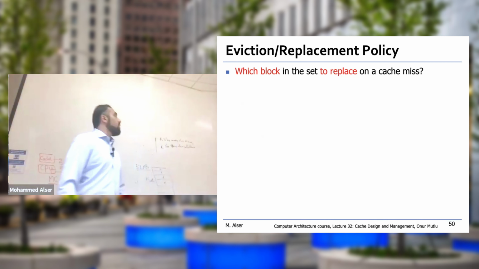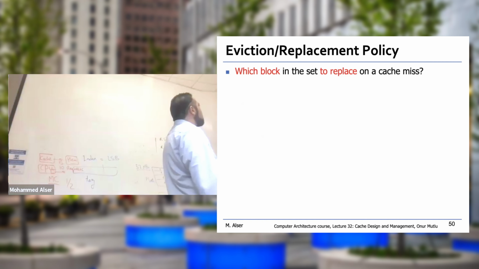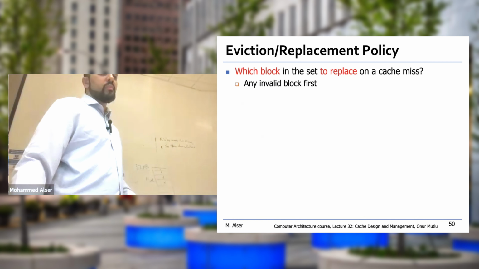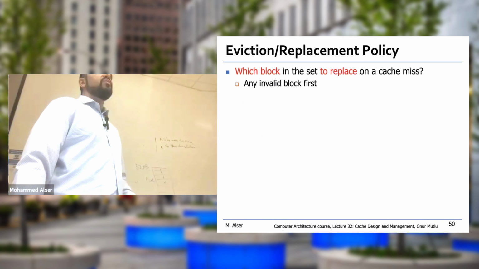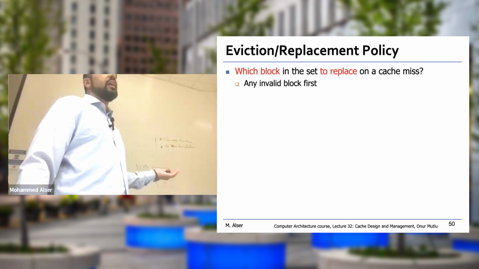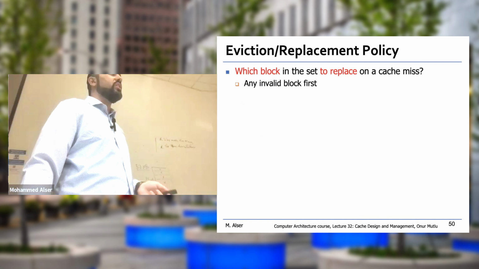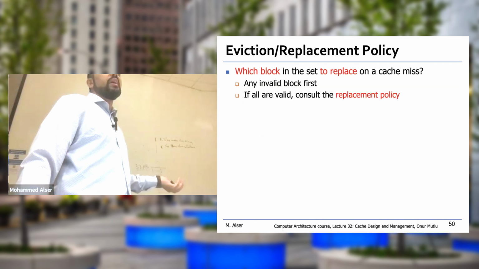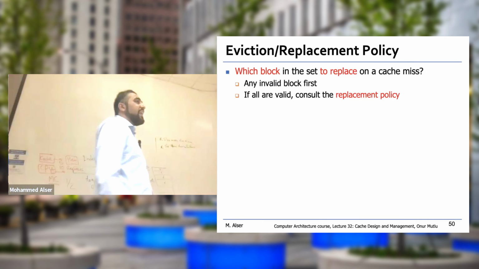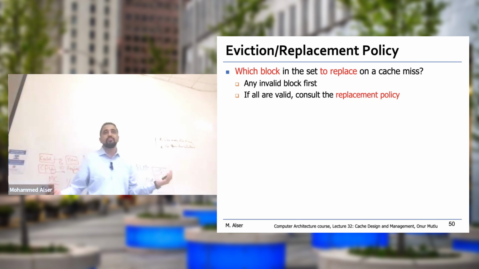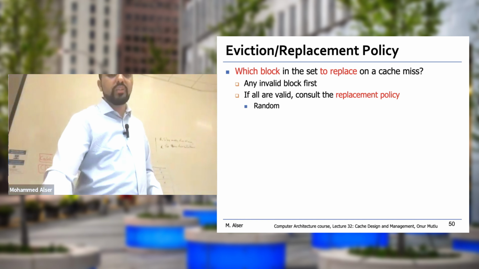Now let's talk about the evacuation, the replacement policy. Which block in the set to replace on a cache miss? Any invalid block first. For example, if there is something I don't need and it has an invalid bit in the cache, do you remember the previous picture? So that is the first candidate to be replaced, right? If all are valid, then I can replace randomly. There is a policy called random, so I can do that, but that should be with good reason. Otherwise, I will always have a miss rate. Always, I'm replacing good ones.